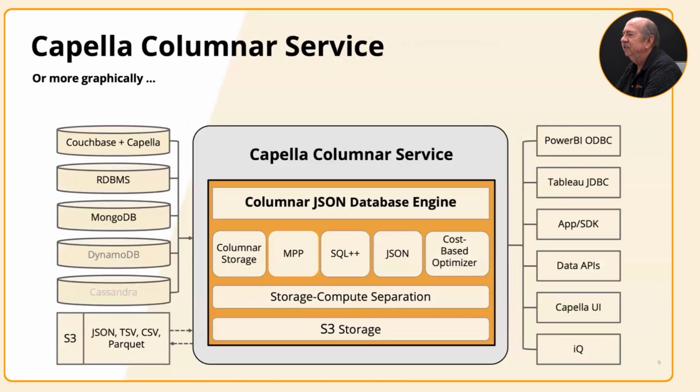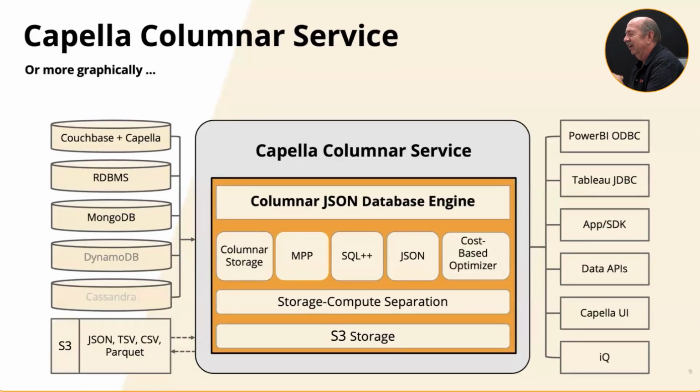All right, so if we were to put together what you might call an architecture diagram, a marketing architecture for Capella Columnar, what you see is the Columnar service here in the middle with the JSON database engine. Under it are support for columnar storage, MPP for query execution, SQL++ as the language, so the SQL++ compiler, the dealing of the JSON data, and a cost-based optimizer, all on top of, logically speaking, storage compute separation with S3 storage at the bottom here.